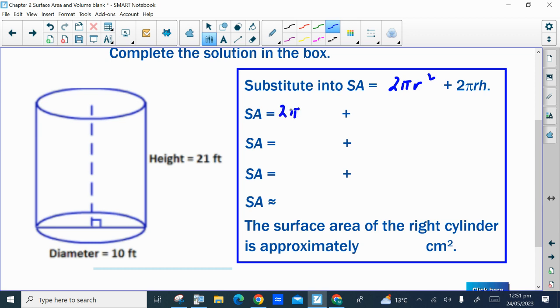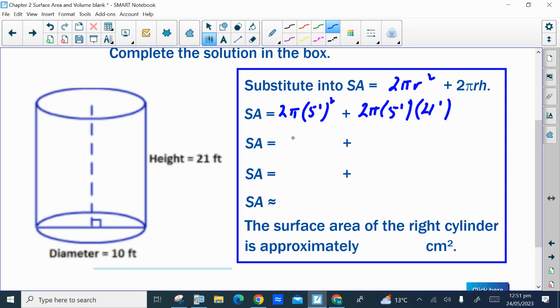So it'll be 2 times pi times r, the radius, which we're actually not given. What is it? The diameter is 10 feet, so what's the radius? Yes. And that number has to be squared. The formula says pi r squared plus 2 pi times r, the radius, which again is 5 feet, times h, the height, which is 21 feet.